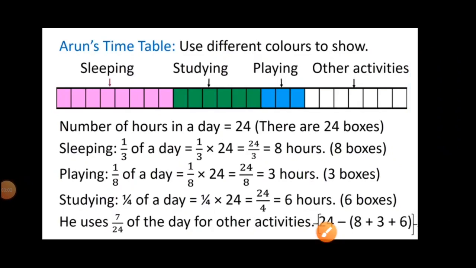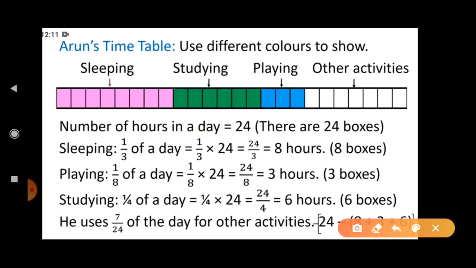Arun's timetable. Use different colors to show. Now here number of hours in a day is equal to 24. That's why here 24 boxes are given. Now we have to find total number of hours for sleeping. So here question is given, Arun consumes 1/3 of a day in sleeping.